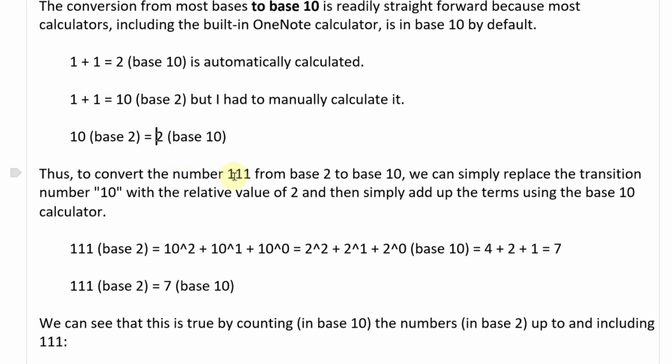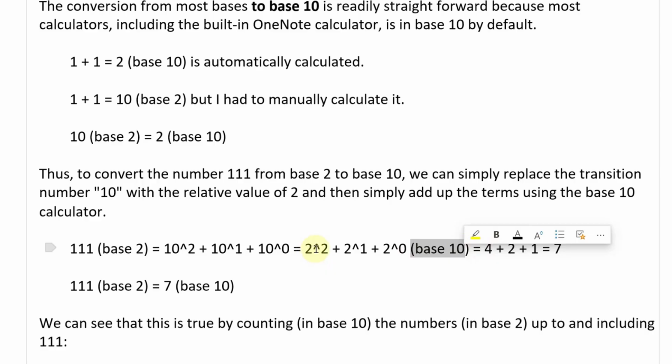Thus, to convert the number 111 from base 2 to base 10, we can simply replace the transition number, quote, 10 with the relative value of 2, and then simply add up the terms using the base 10 calculator. So if you have 111 in base 2, this equals 10 to the power of 2 plus 10 to the power of 1 plus 10 to the power of 0, as I went over earlier. And now we just replace the 10 by 2, so we have 2 to the power of 2 plus 2 to the power of 1 plus 2 to the power of 0. This is all base 10 equivalent, and we just calculate these up.